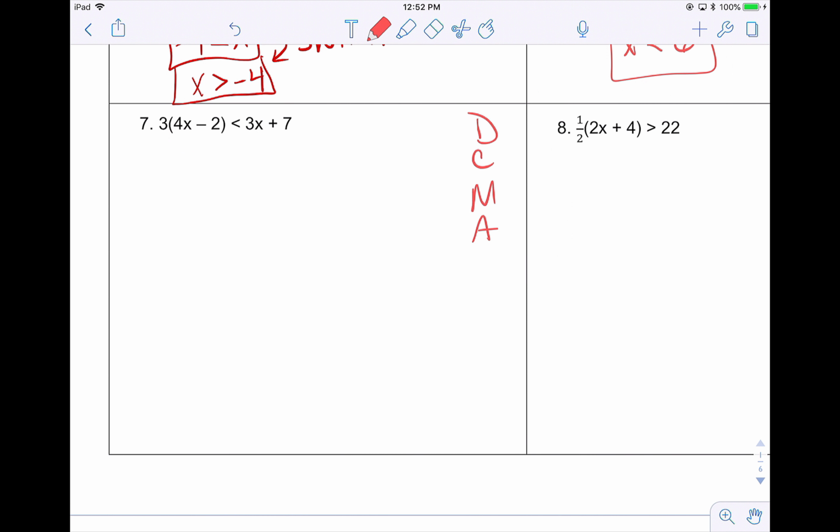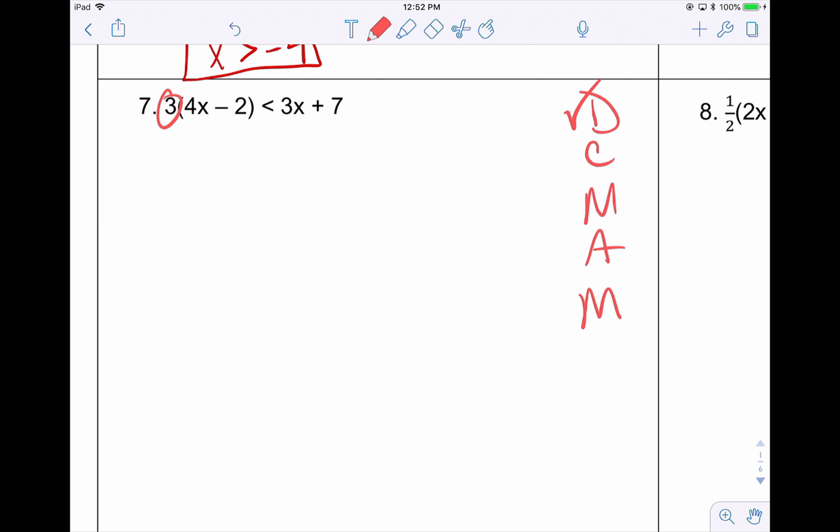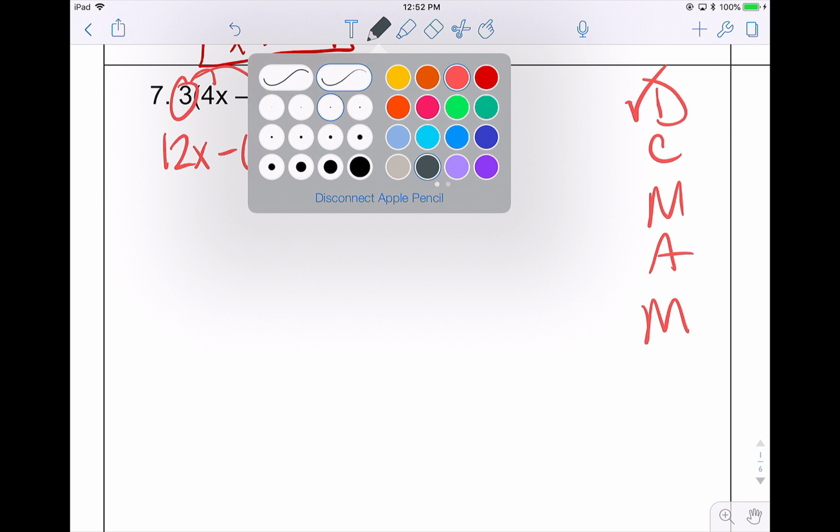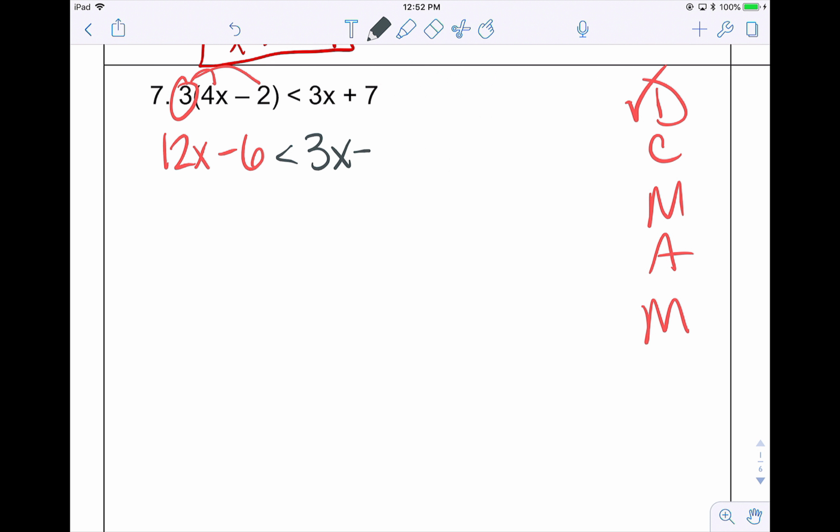Problem 7. This time I do have parentheses to distribute. So I take that 3 and multiply it to both terms. 3 times 4x is 12x. 3 times negative 2 is negative 6. And everything else stays the same.